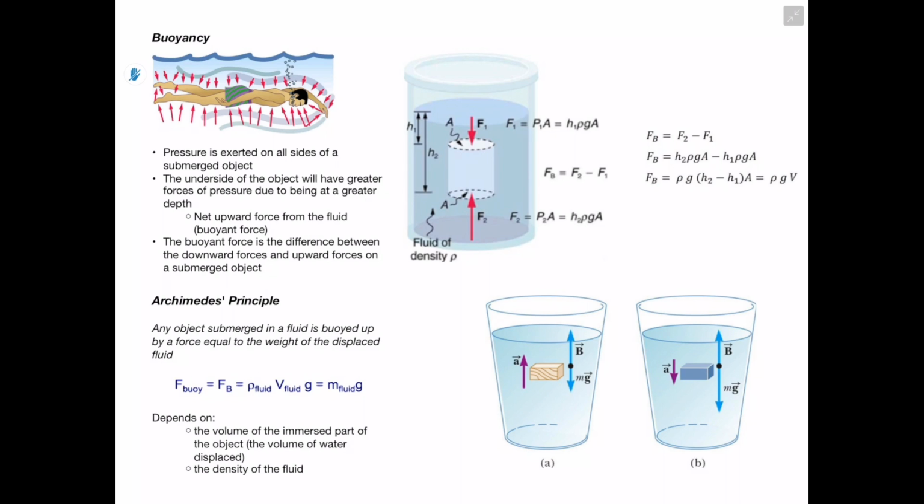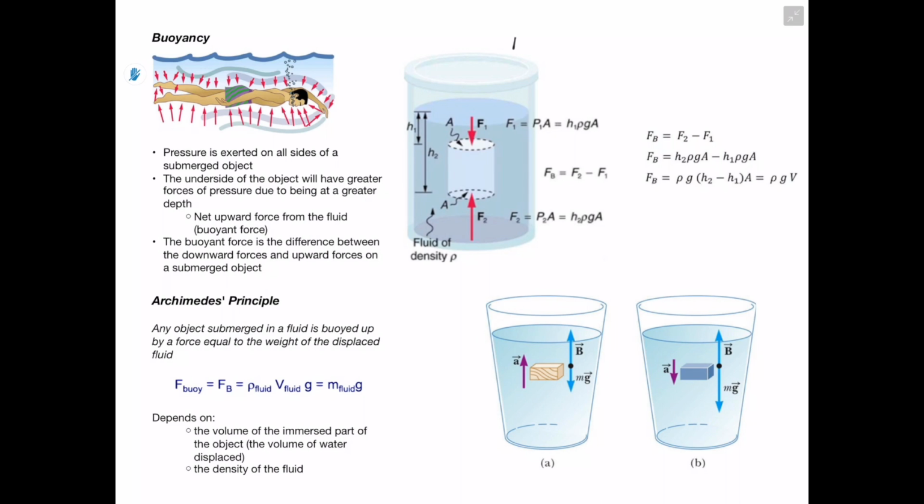All right, next we'll be talking about buoyancy. Let's go through these points as we look at this image up here of this individual swimming. Basically, we see that we have pressure exerted on all sides of the submerged individual. The force underneath the individual is going to be greater than the pressure above the individual. This is going to cause a net upward force from the fluid, which we're going to call the buoyant force. This buoyant force is going to be the difference between the downward forces and the upward forces on the submerged object.